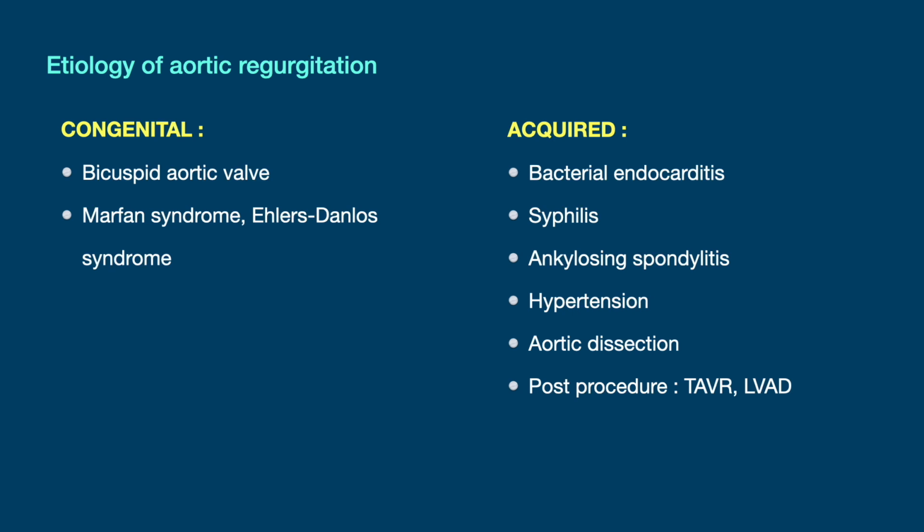Acquired forms of this condition can arise from infections such as bacterial endocarditis and syphilis, which affects the aortic root and valve itself, ankylosing spondylitis, aortic dissection, hypertension, and post-procedures such as seen in transcatheter aortic valve replacement or left ventricular assist device placement.